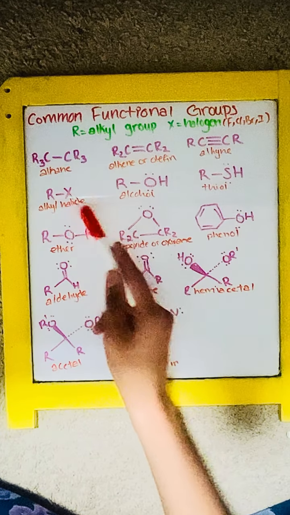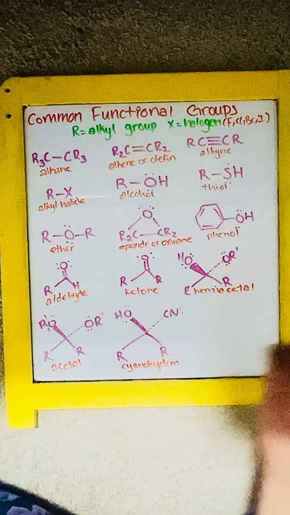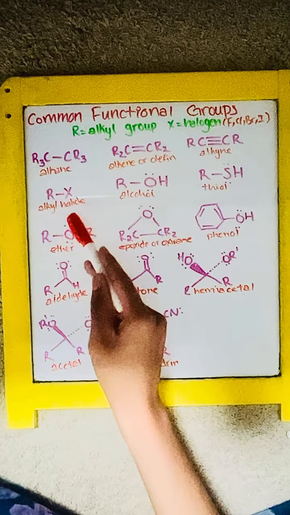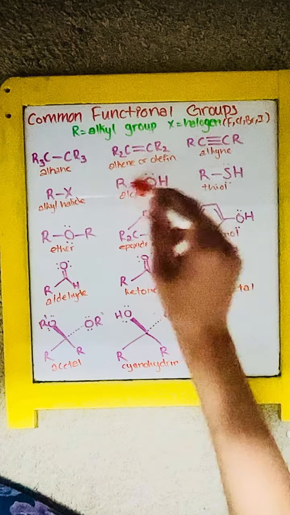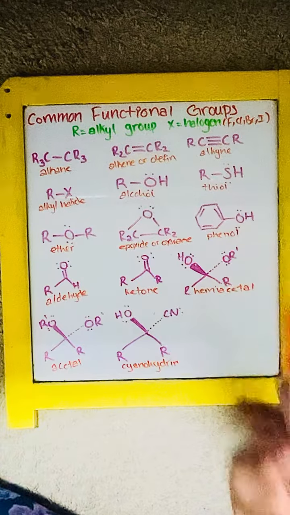Now we have an alkyl halide, which has an alkyl group and a halogen, halide, right? So that's really easy to remember. Next, I'm going to mention these three first: alcohol, thiol, and phenol.